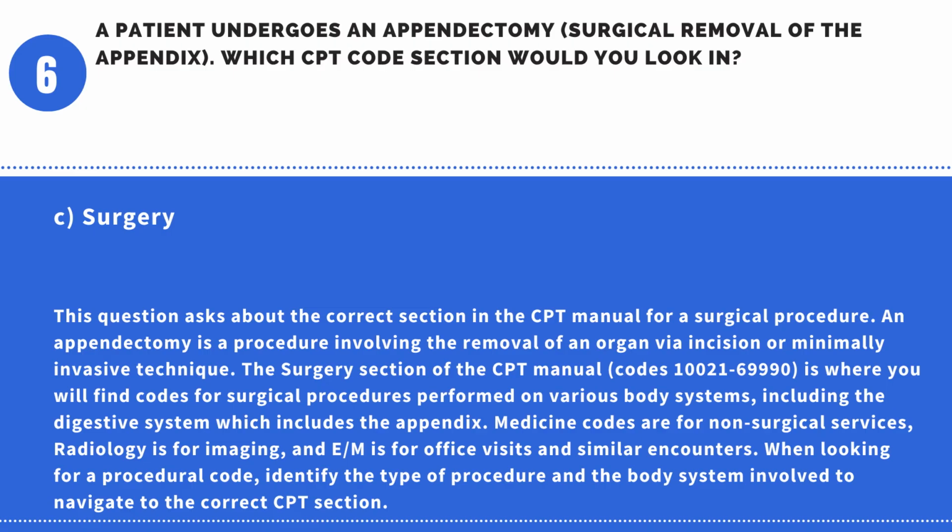An appendectomy is a procedure involving the removal of an organ via incision or minimally invasive technique. The surgery section of the CPT manual, codes 10,021 to 69,990, is where you will find codes for surgical procedures performed on various body systems, including the digestive system, which includes the appendix. Medicine codes are for non-surgical services, radiology is for imaging, and E/M is for office visits and similar encounters. When looking for a procedural code, identify the type of procedure and the body system involved to navigate to the correct CPT section.